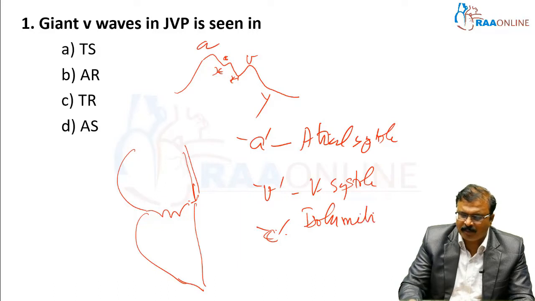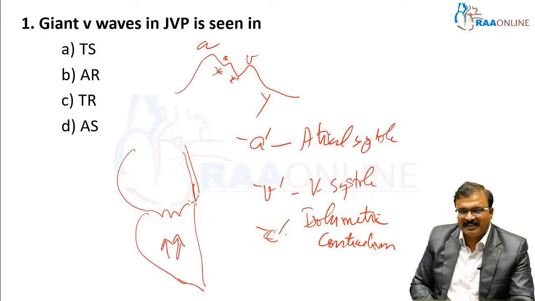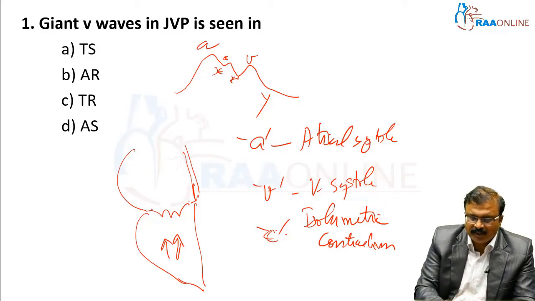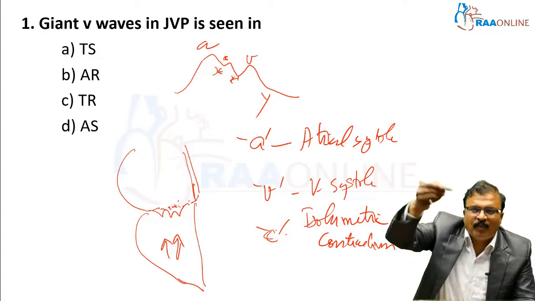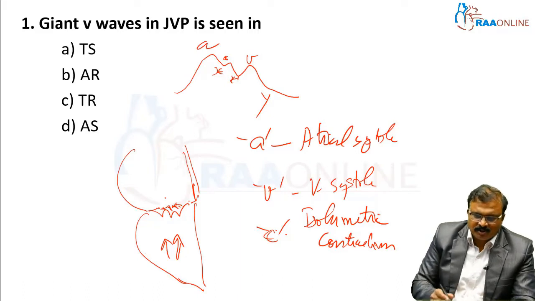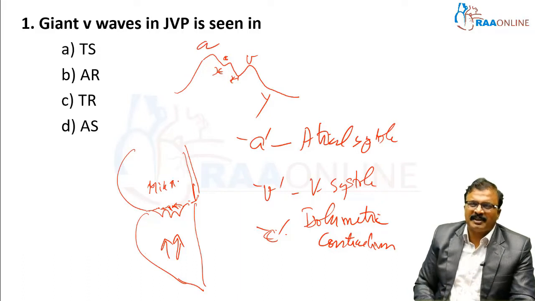What is isovolumetric contraction? The meaning is volume remains same, increase in pressure. That is the first phase of systole. What happens during that pressure rise? The tricuspid cusps move upwards. So, there is a mild increase in right atrial pressure which is manifested as C wave.